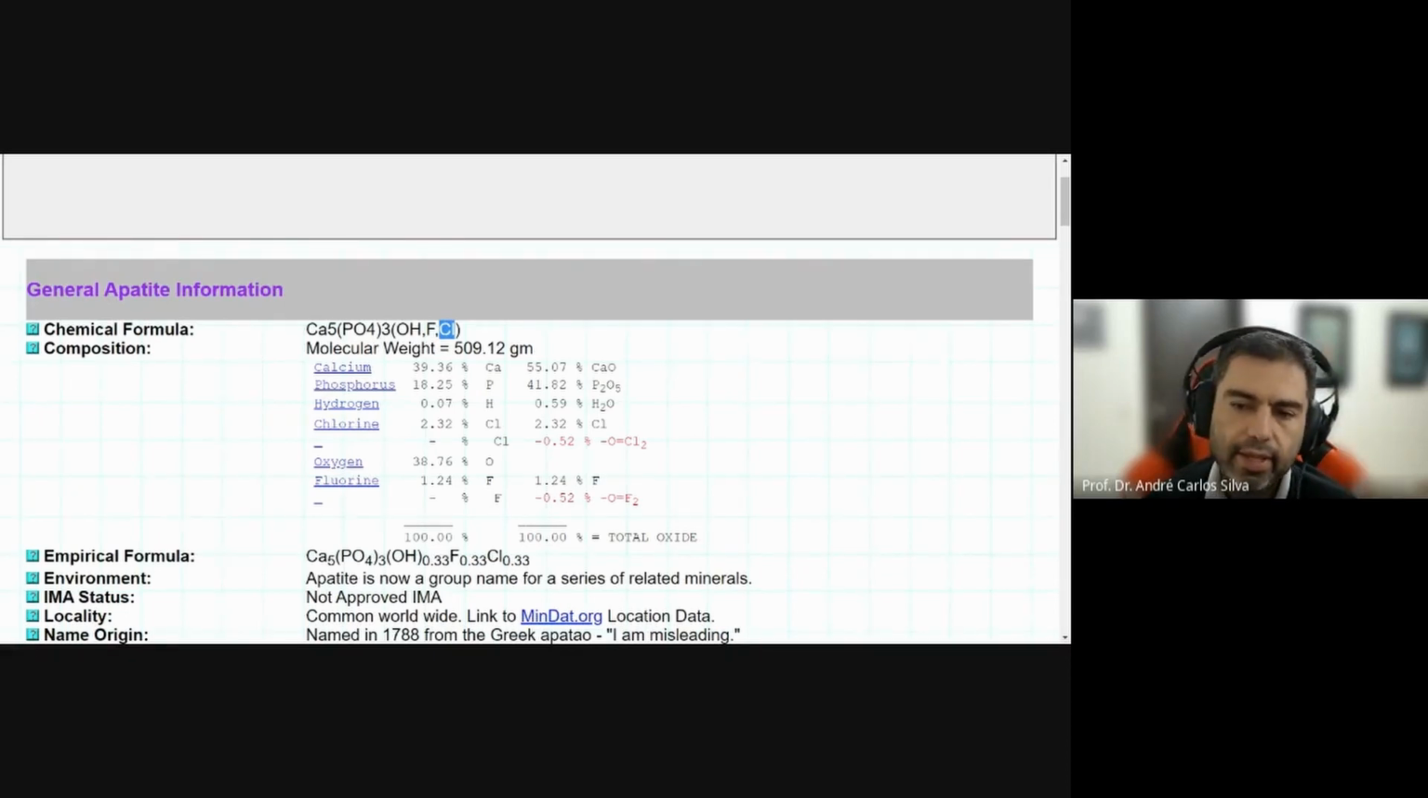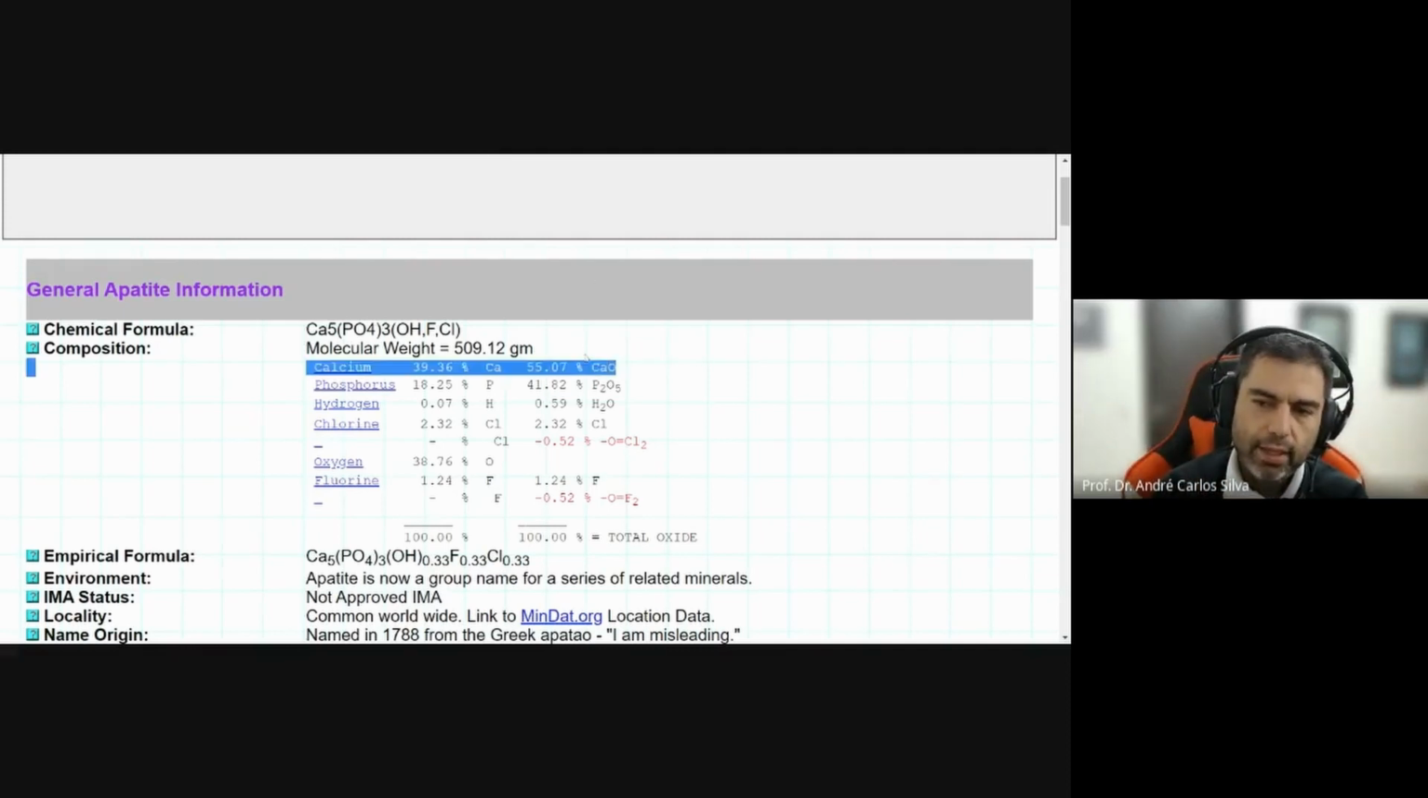Okay, let's take a look at calcium. We have something like 40% of calcium. We have only 18% of phosphorus, and we have hydrogen, we have chlorine, or we could have chlorine. Definitely we have oxygen, like 40%, and we could have fluorine. Okay, and then I took my sample and sent it to XRF analysis, and they came back to me and said, okay, you have 55% of calcium oxide. I said, okay, but I don't have calcium oxide.